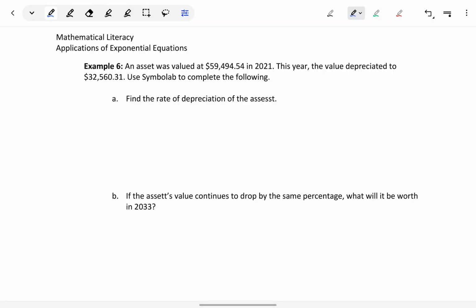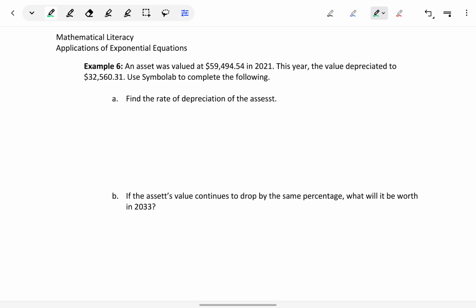In example 6, we're told that an asset was valued at $59,494.54 in 2021. This year, the value depreciated to $32,560.31. We want to use Symbolab to, in part A, find the rate of depreciation of the asset.